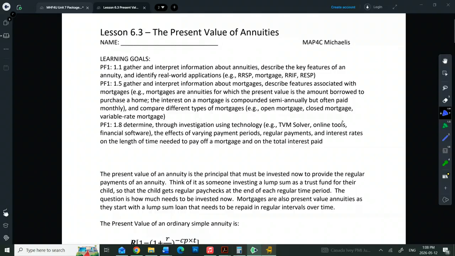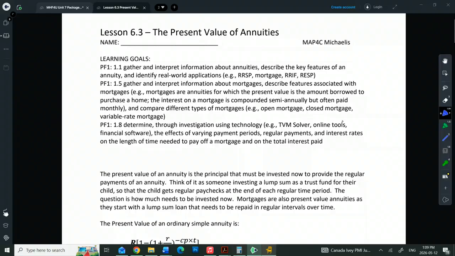So for instance, if you've saved up all your life in a retirement savings plan, and then eventually you need to start taking regular payments out of that, this formula would be for that. Another example would be something like a mortgage. So you get a lump sum loan, and then you have to make regular payments to pay that off.